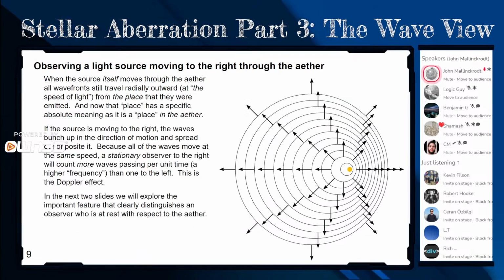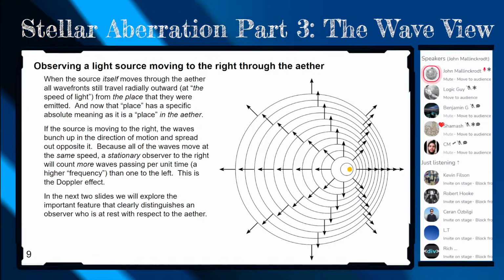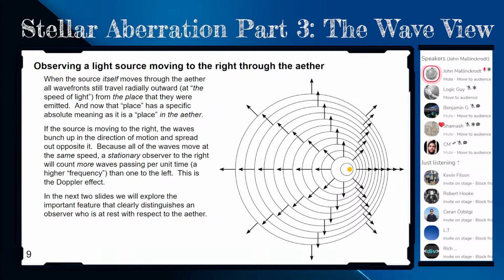Okay, move on to slide 9. In slide 9 now, I want to talk about, let's observe a light source which is itself moving. So now we have a light source that is moving through the ether.